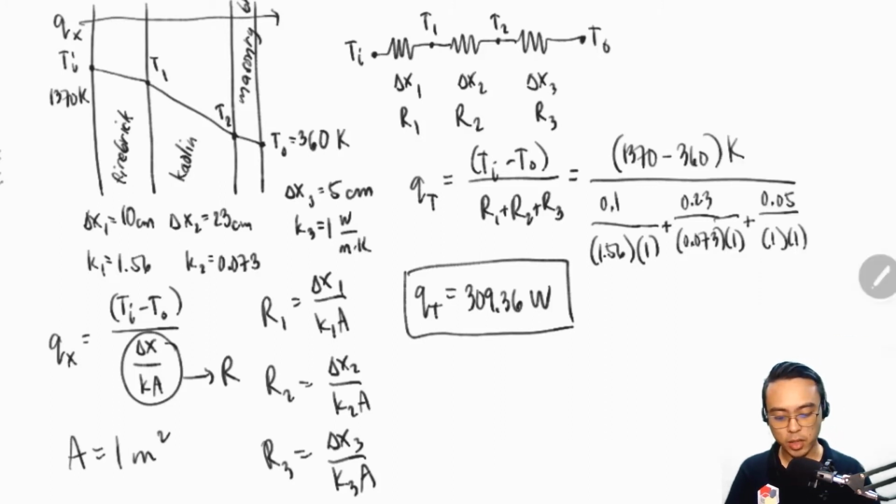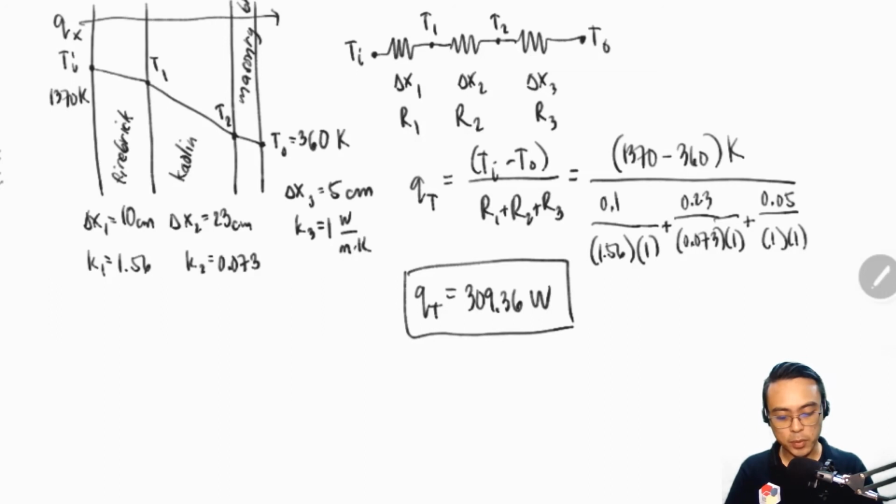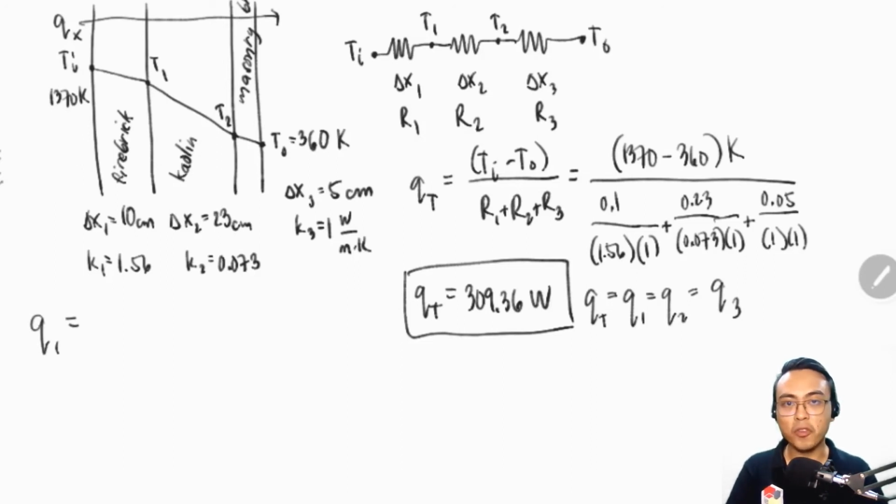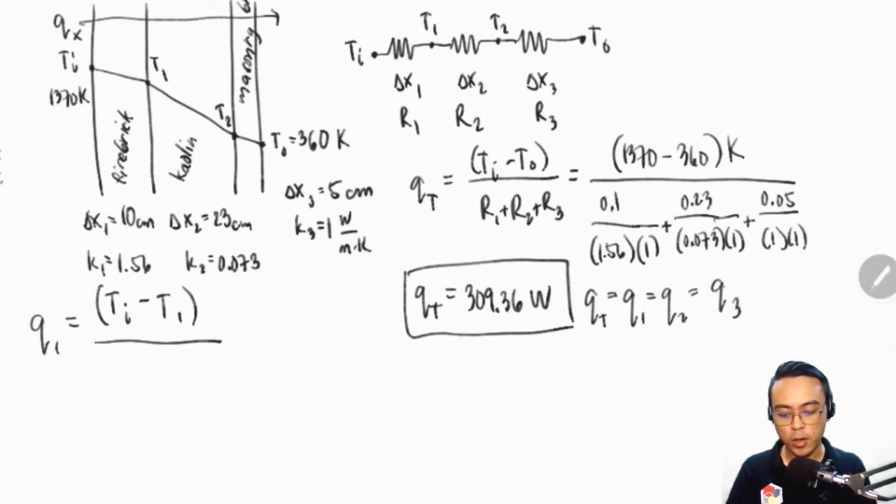So let me first erase some of this. We have the relationships Q sub T is equal to Q sub 1 is equal to Q sub 2 is equal to Q sub 3. Now, if I'm going to write our expression for Q sub 1, remember Q sub 1 is the rate of heat transfer for the first layer only. Our driving force is T sub I minus T1 because those are the boundary temperatures of the first layer, divided by the resistance encountered in the first layer, that's simply R sub 1 or delta X1 over K1A. That would be my expression for Q1.